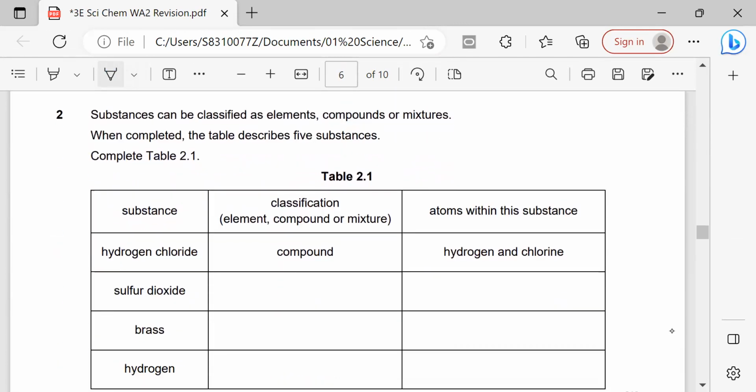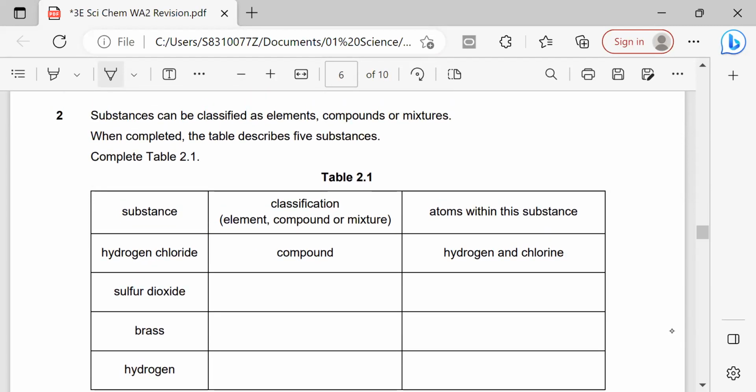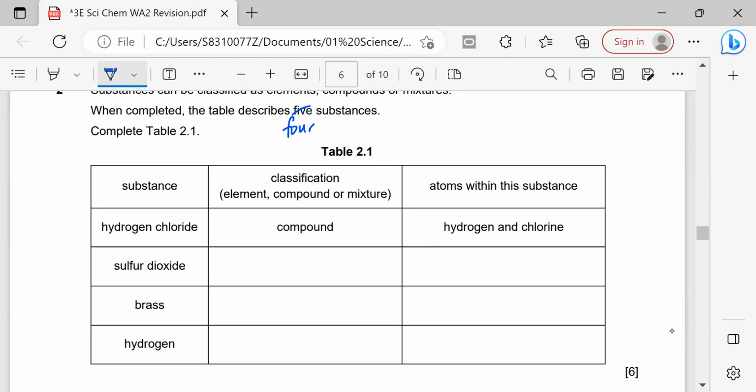And question number 2 will be a question whereby you have to recognize the various kinds of substances given, and then subsequently you will classify them according to what they are. Now there are 4 substances here. There's a small typo error, and okay, so first one, sulfur dioxide. So classify whether it is an element, compound, or a mixture.